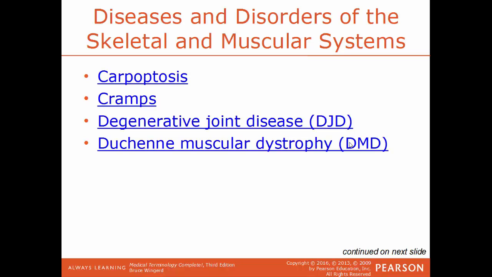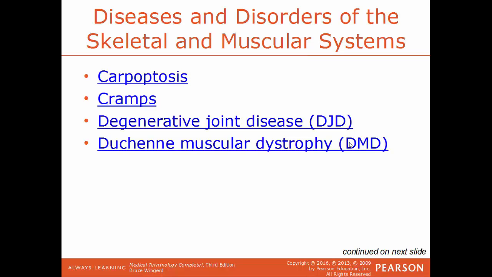And the last one on here, DMD, Duchenne muscular dystrophy. This is a very severe form of muscular dystrophy, more commonly found in boys than in girls. And this is caused by a genetic defect. This will cause progressive weakness and also the loss of muscle mass over time.